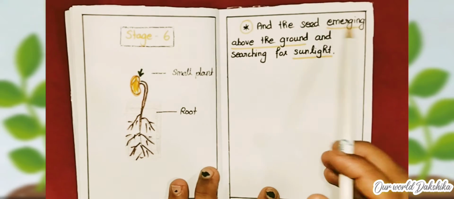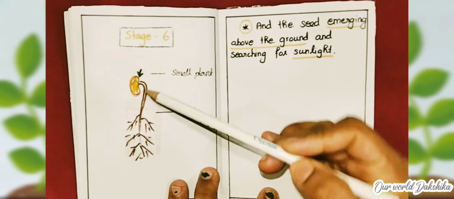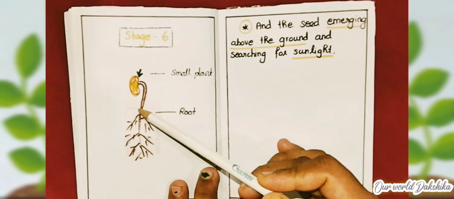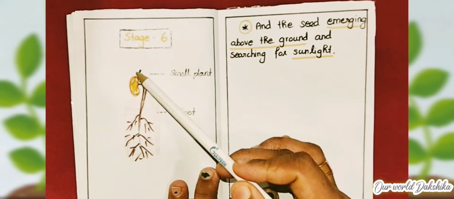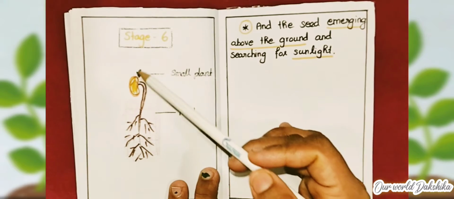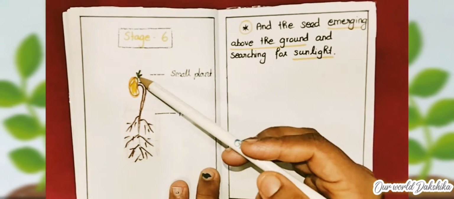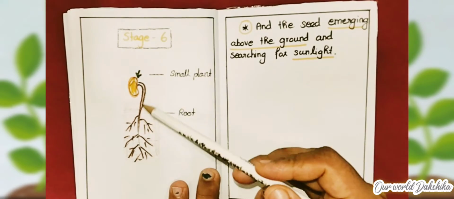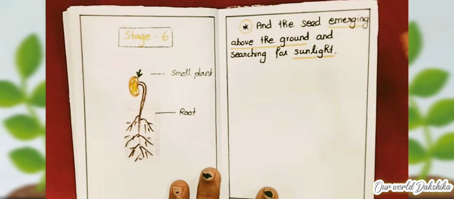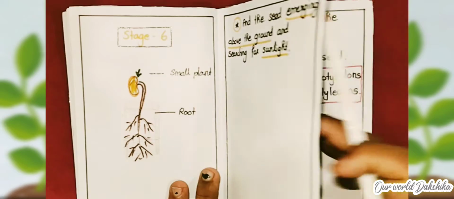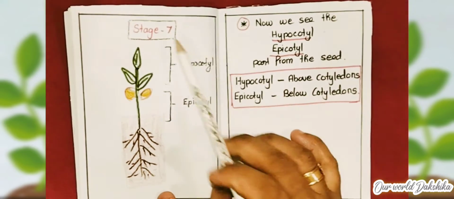Now the seed is emerging above the ground. This is the ground level. Emerging above the ground and searching for sunlight. The leaves, baby leaves, are searching for sunlight. The roots are going downwards into the earth, searching for water and nutrients from the soil. This is stage 6. Next, stage 7.